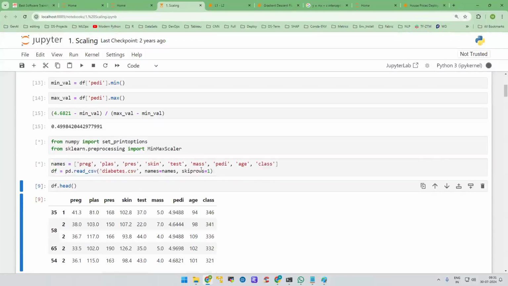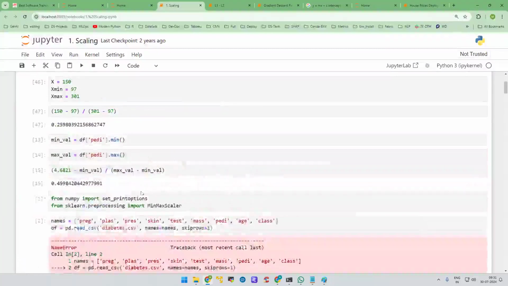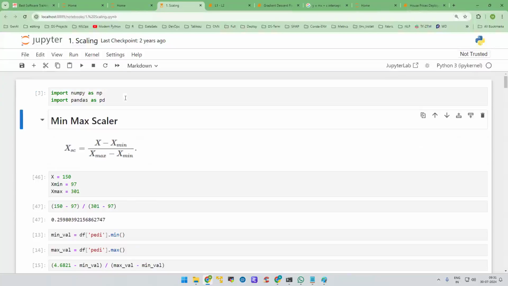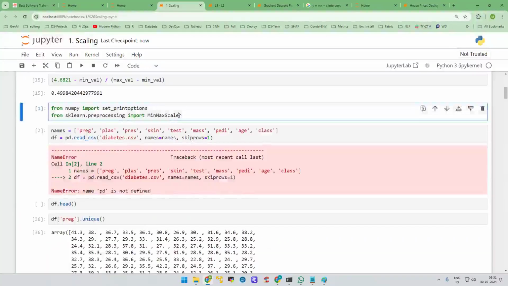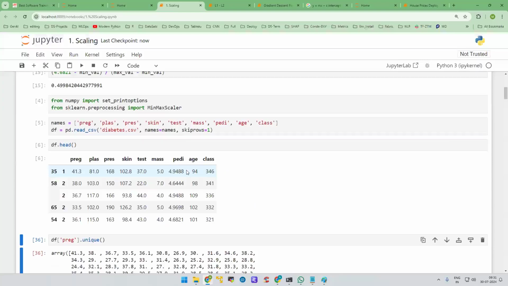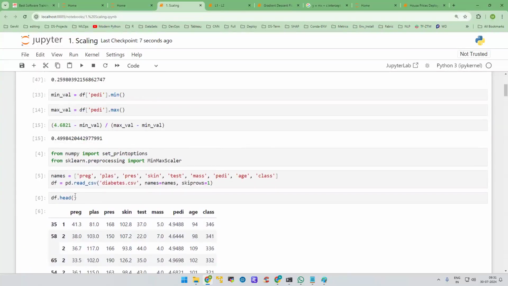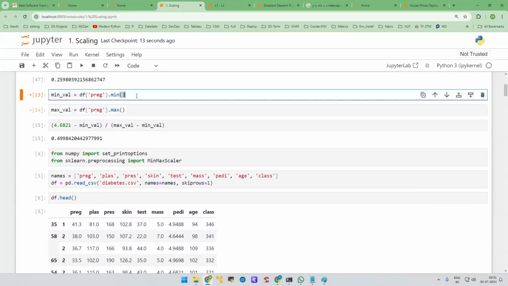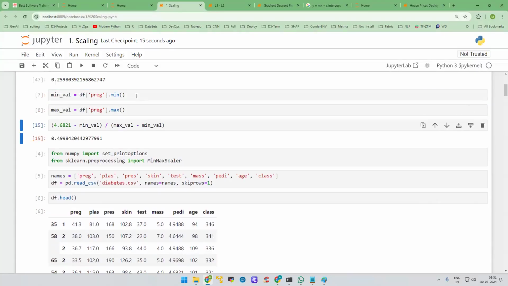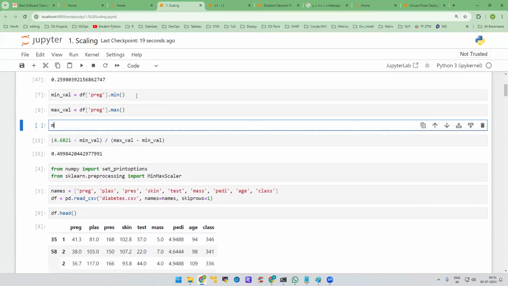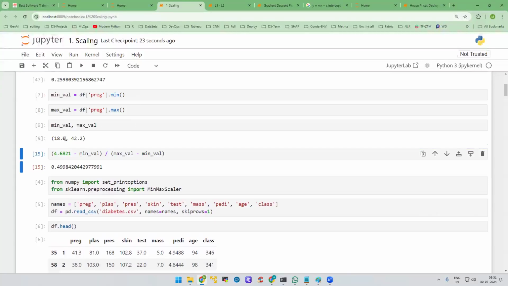Let me load the data set first. Here I need to import. You are looking only at the first five rows, but basically it's not possible, we have more than 5 rows. So in that case, what we can do is take the preg minimum and maximum, right? Minimum val, max val. What is the minimum value? 18, and the maximum value in that particular column is 42.2.